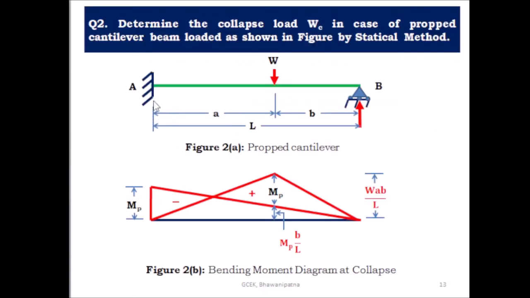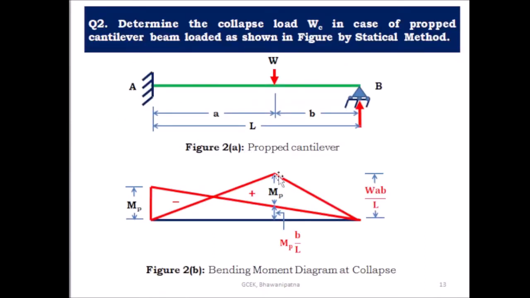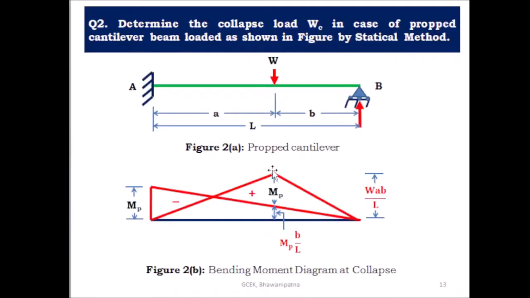In this case, one hinge will form at the fixed end and another hinge will form at the loading point between A and B. Since the positive bending moment is maximum under the load, WAB by L, naturally the inner hinge will develop at this point. So the internal hinge will be formed here under the loading.